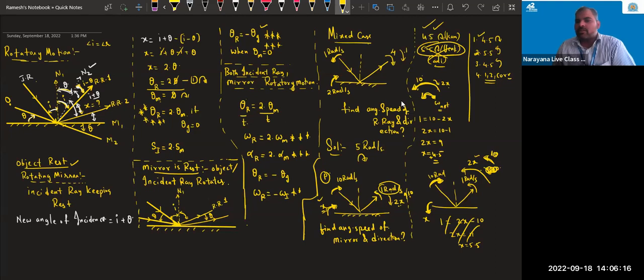10, no? Then 2x plus 10 equal to 1. 2x plus 10 equal to how much? 1. 2x equal to how much then? Minus 9. Sorry, minus 9. X equal to how much? Minus 4.5. Then same answer only.